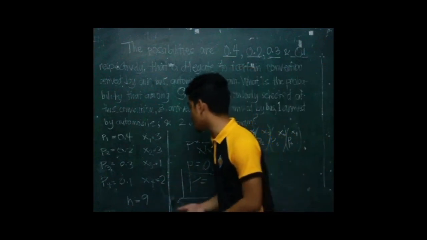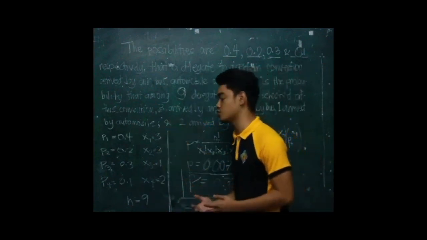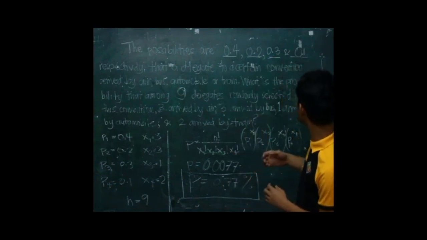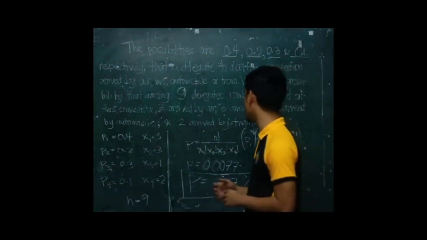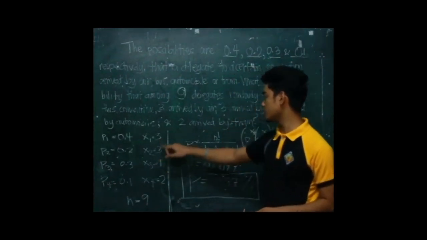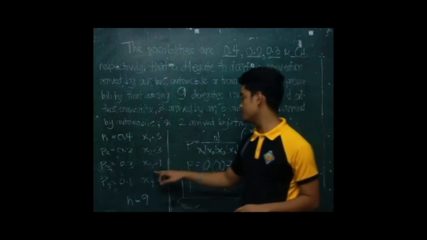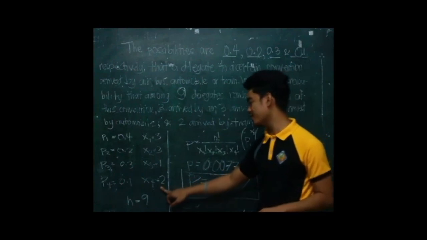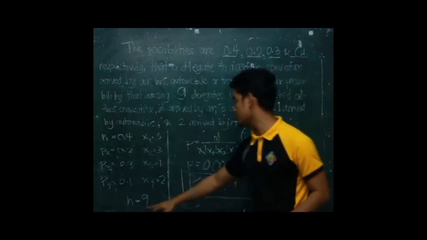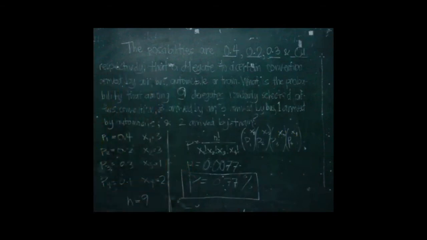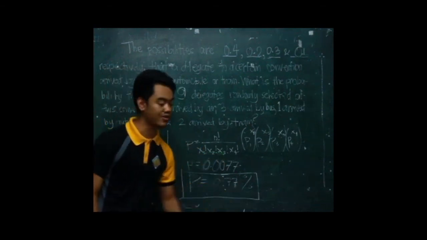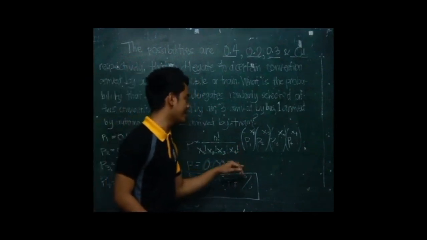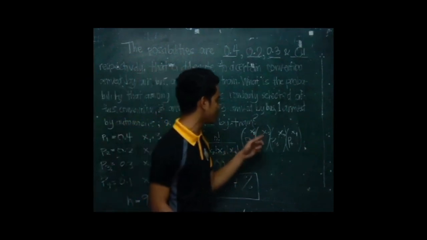Then the outcomes are the ways a person may arrive: by air, bus, automobile, or train, which is x sub 1 equal to 3, x sub 2 equal to 3, x sub 3 equal to 1, and x sub 4 equal to 2. And we have the number of delegates, which is equal to 9. So we have here the equation for multinomial distribution, which is P equal to n factorial over x sub 1 factorial, x sub 2 factorial, up to x sub k factorial, multiplied by p sub 1 raised to x sub 1, p sub 2 raised to x sub 2, and p sub k raised to x sub k.